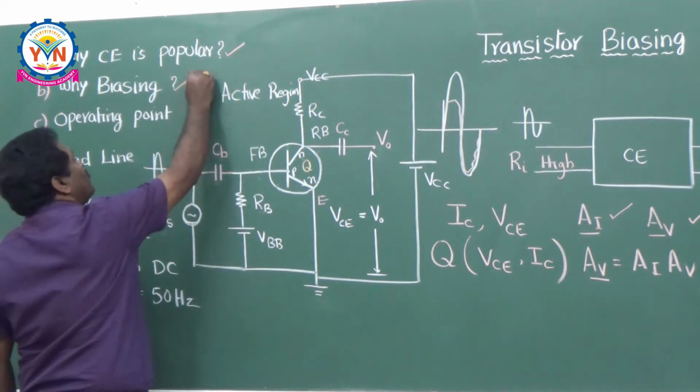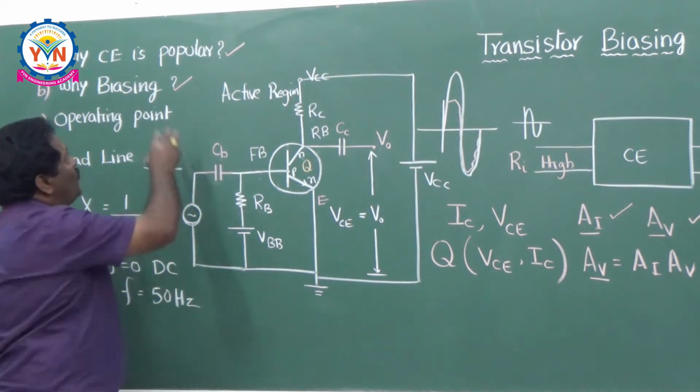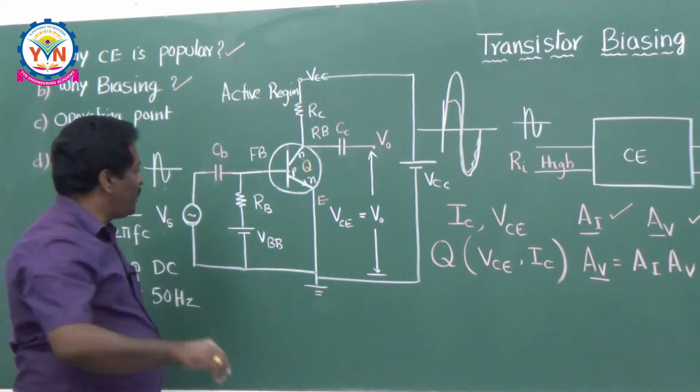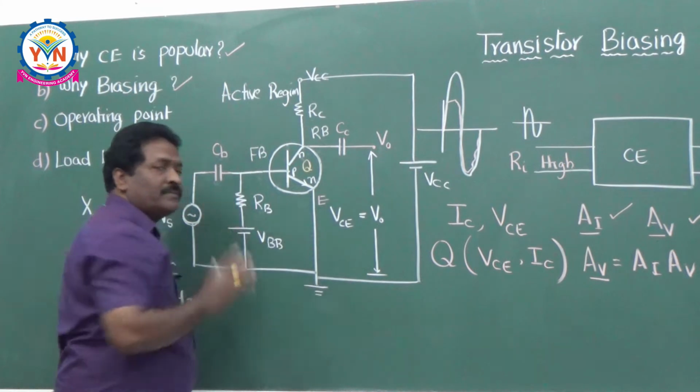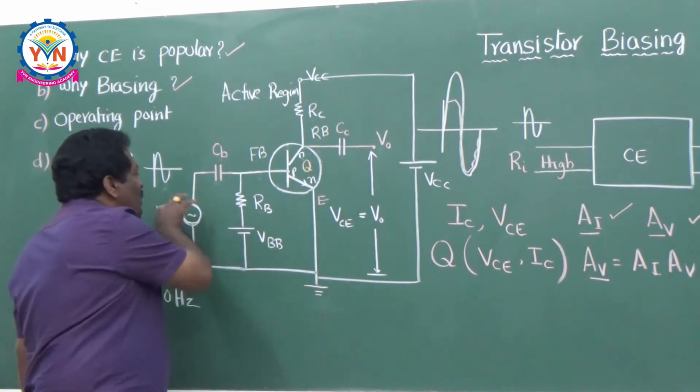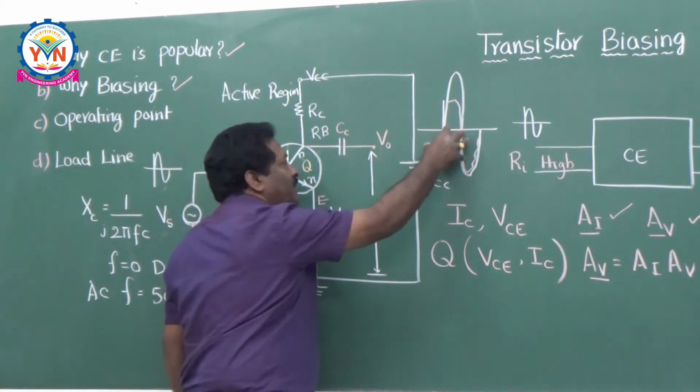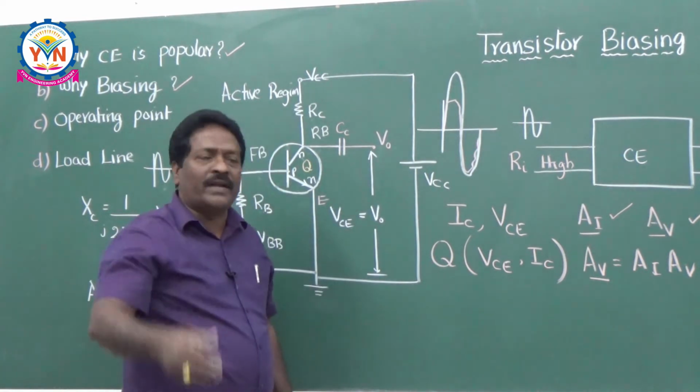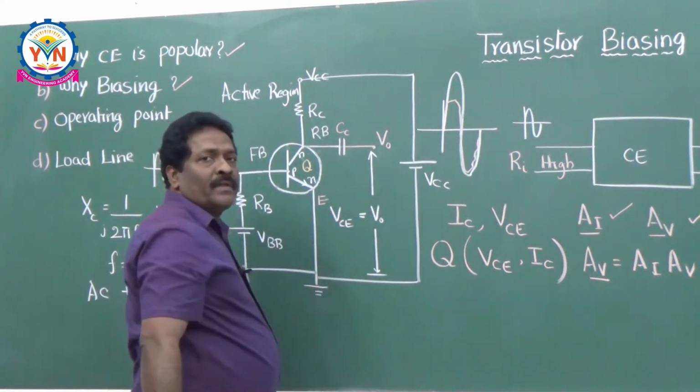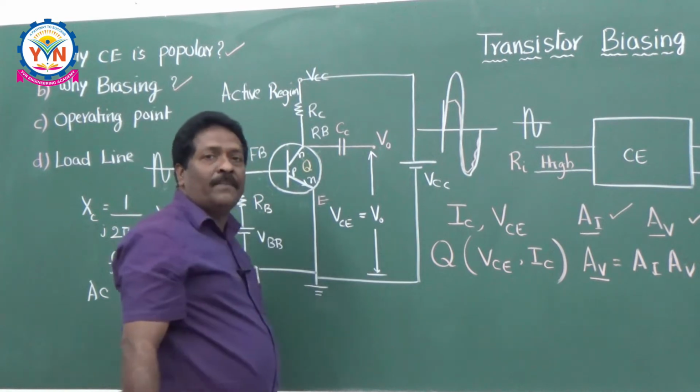Why biasing? Biasing means very simple. If you do the biasing, then only faithful amplification will be achieved. So whatever signal you are giving, the same signal shape you have to preserve. Then only you are going to get your signal strength here. Then only you are going to get your faithful amplification.